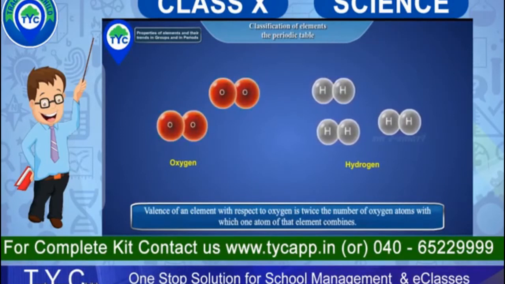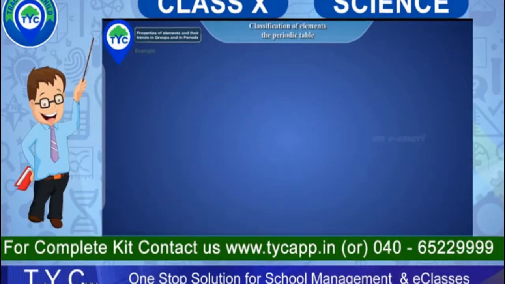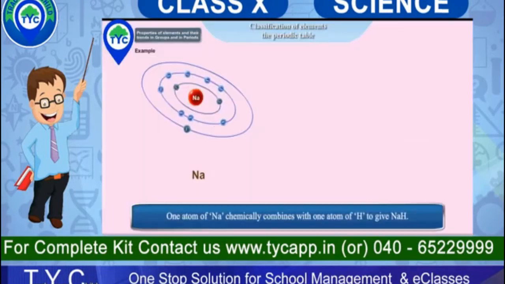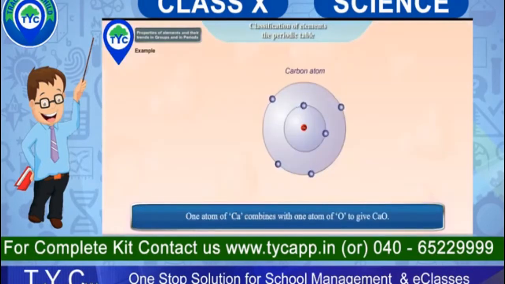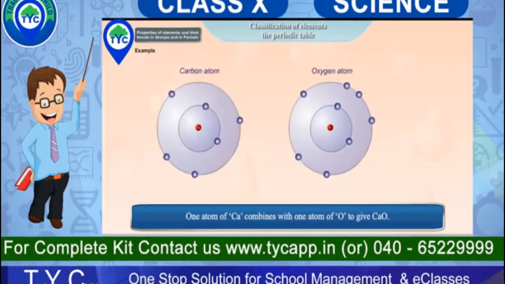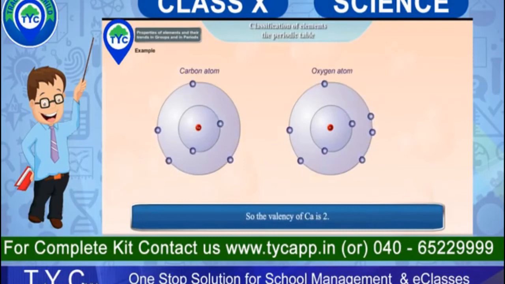that element combines. Example: one atom of Na chemically combines with one atom of H to give NaH. Therefore, the valency of Na is 1. One atom of Ca combines with one atom of O to give CaO. So, the valency of Ca is 2.